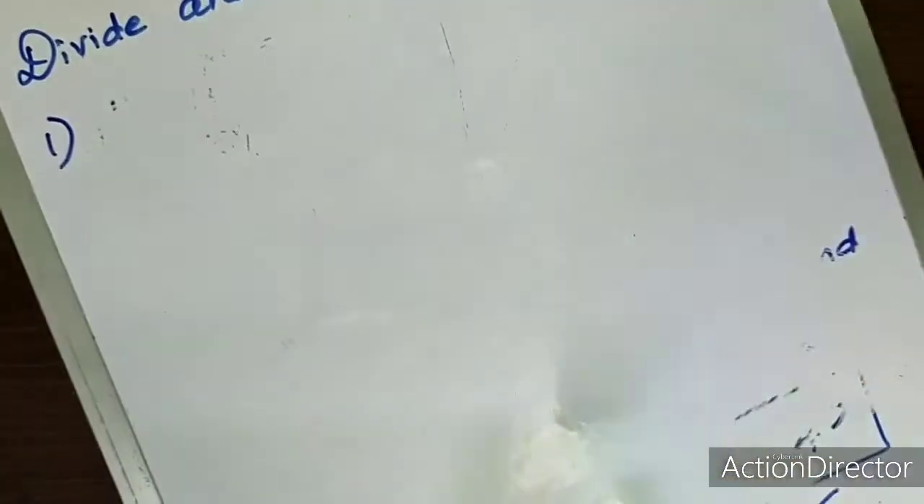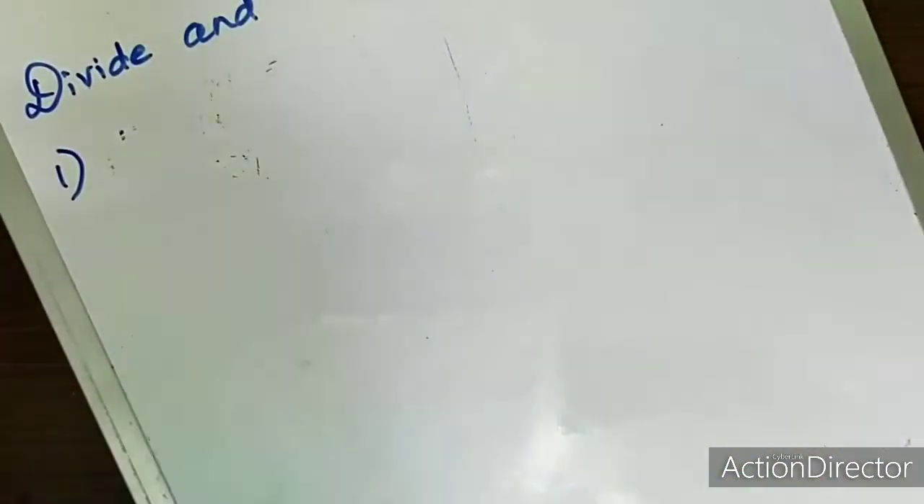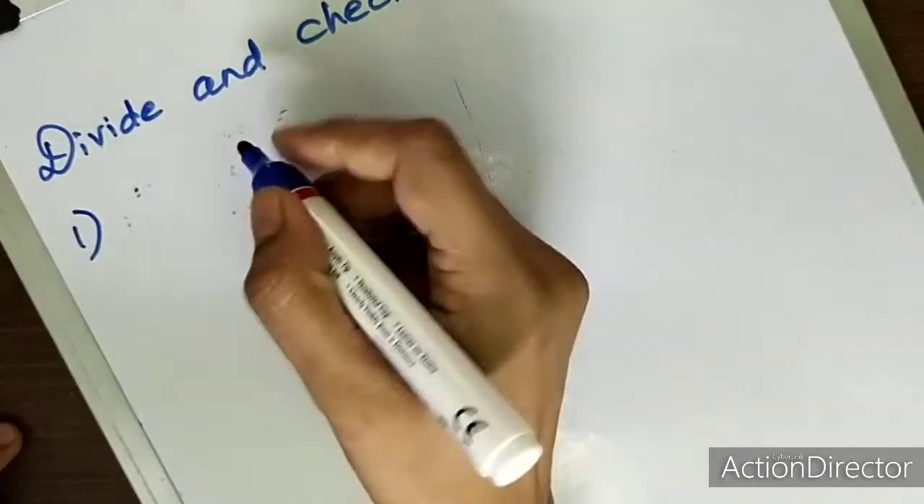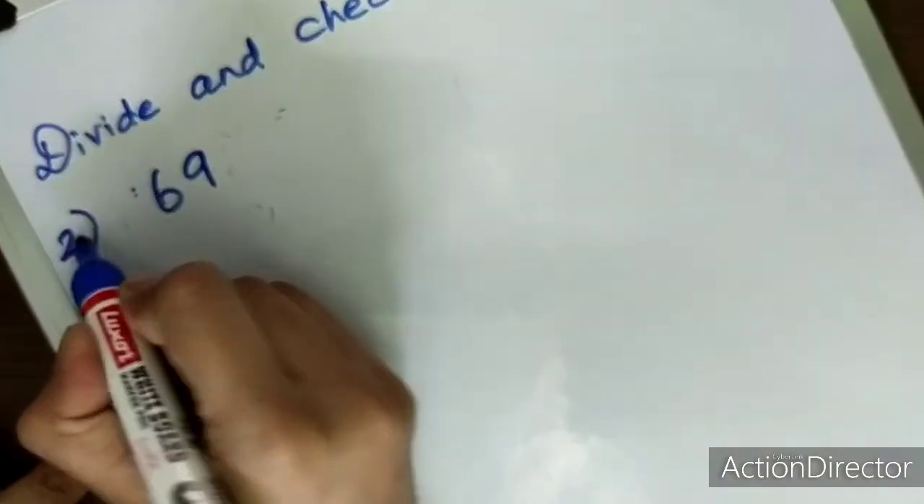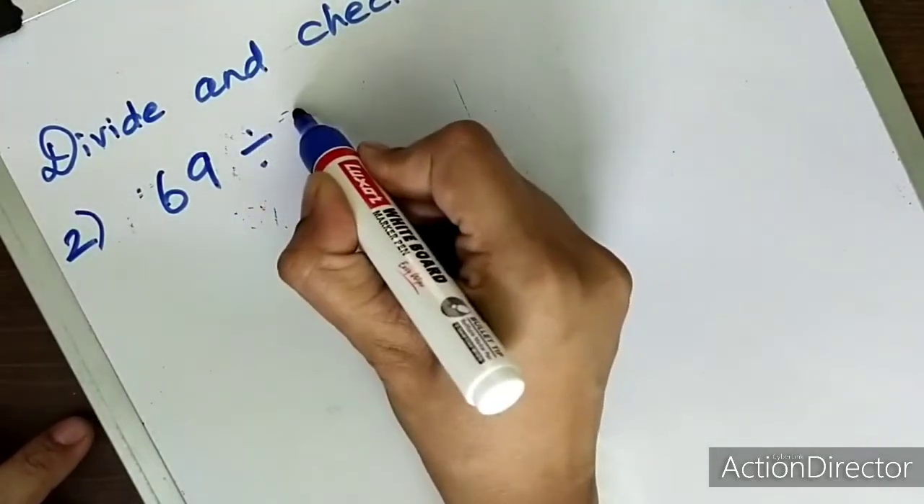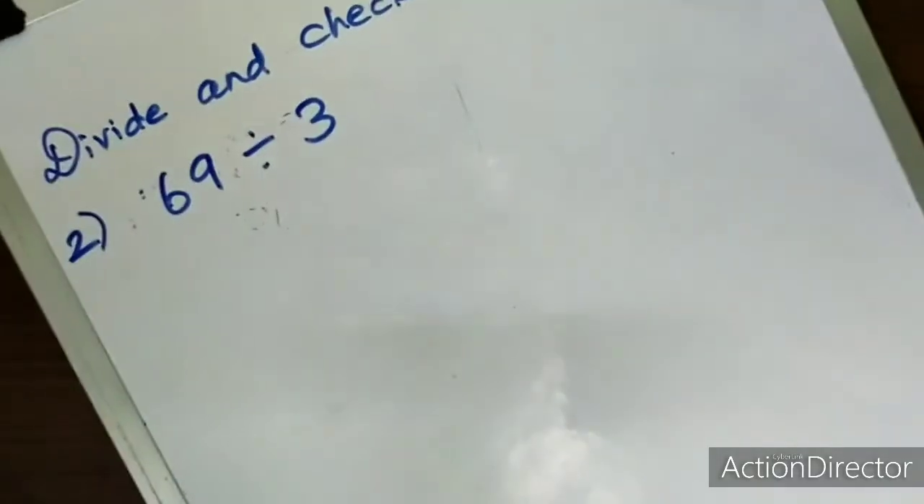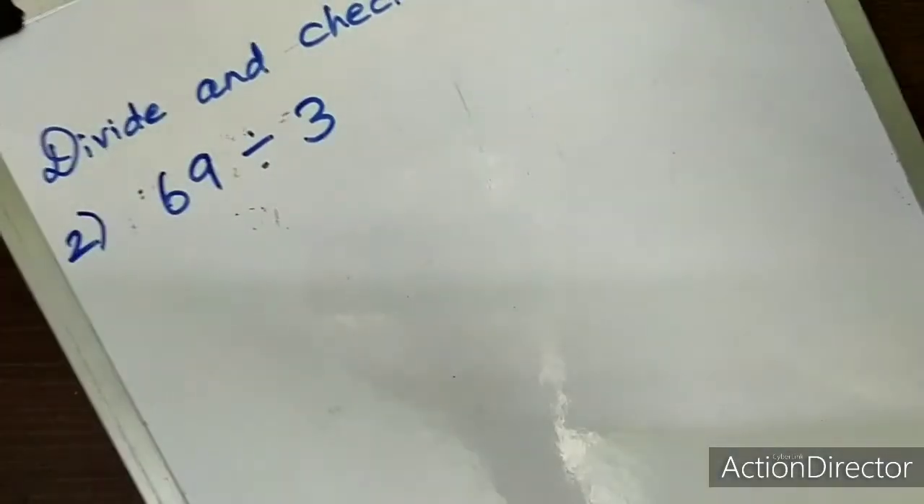This is how you will do the division and check the answer. Okay, one more sum. Second sum: 69 divided by 3.